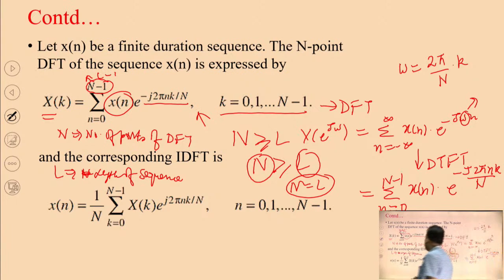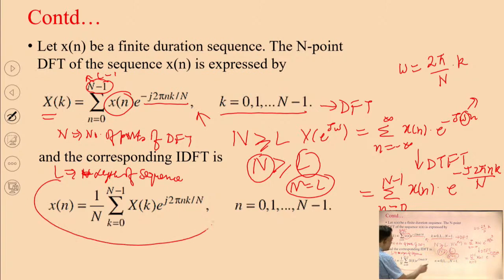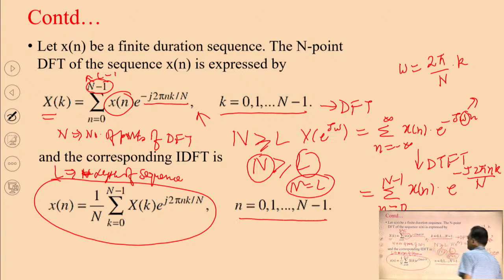Similarly, the corresponding IDFT expression is: 1 by N, summation over k equals 0 to N minus 1 of X[k] e to the power j 2 pi n k by N, where small n varies from 0 to N minus 1. The difference is that here you are given the X[k] value and there you are given the x[n] value, which is why here you vary k and there you vary small n. So this is about your DFT.